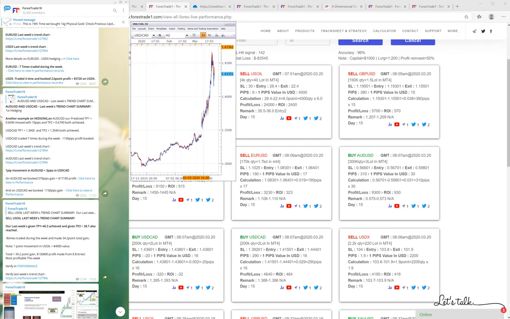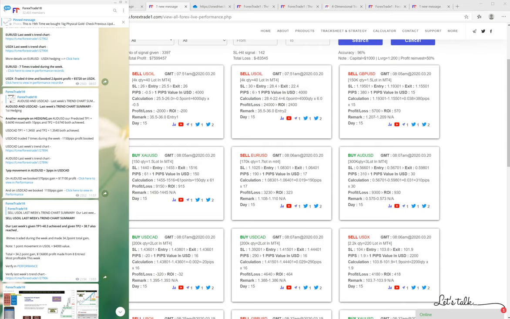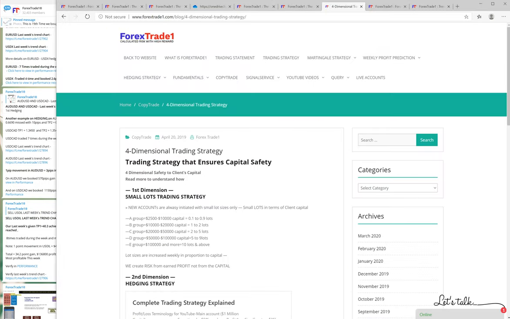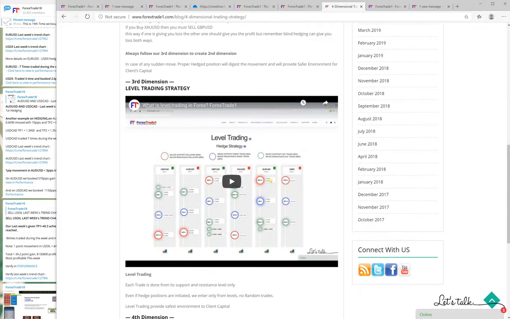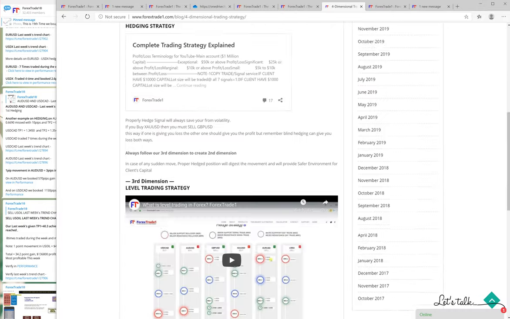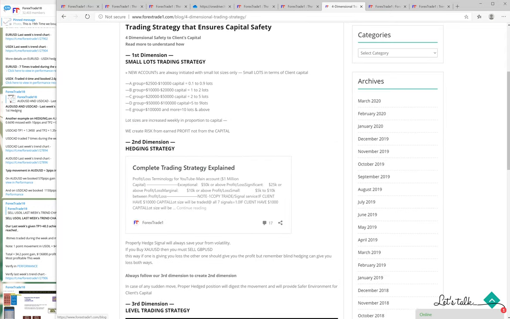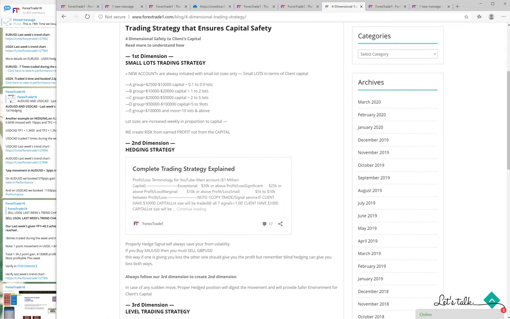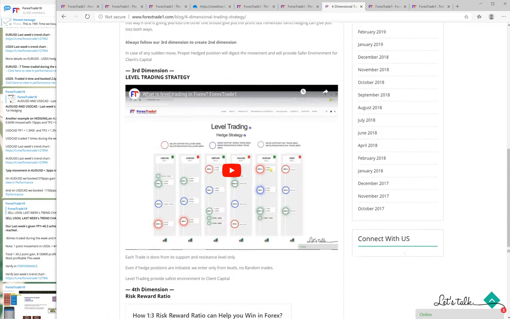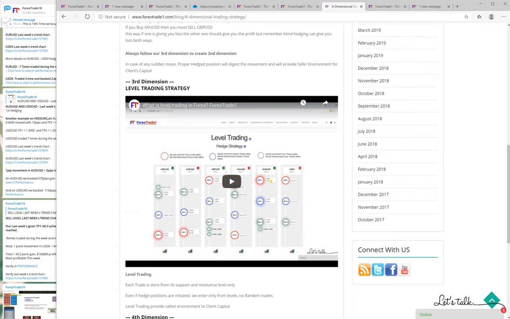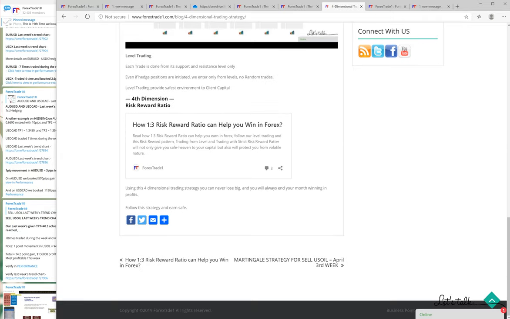We made a huge profit, our clients made a huge profit, so you can join and go through our four dimensional trading strategy, which will again explain how our trading strategy is extremely safe. You can check here that first we use small lot size, that is the first protection to your capital. The second protection to your capital is we always use hedging. So if there is any sudden movement, it will digest the movement and it will not hurt your capital much. The third is level trading strategy, because we always follow level trading. We do not buy and sell from just any level. The fourth is risk reward ratio. So this is how we win in Forex.